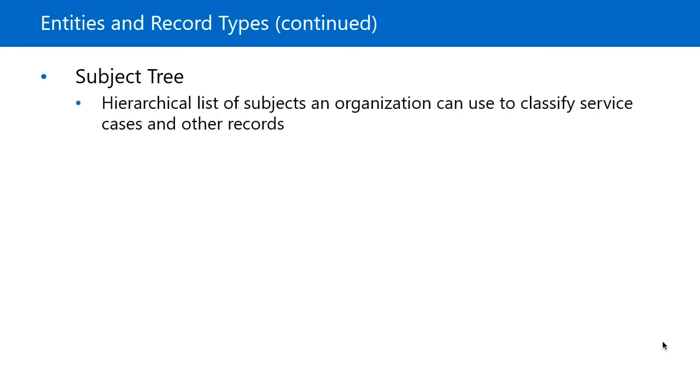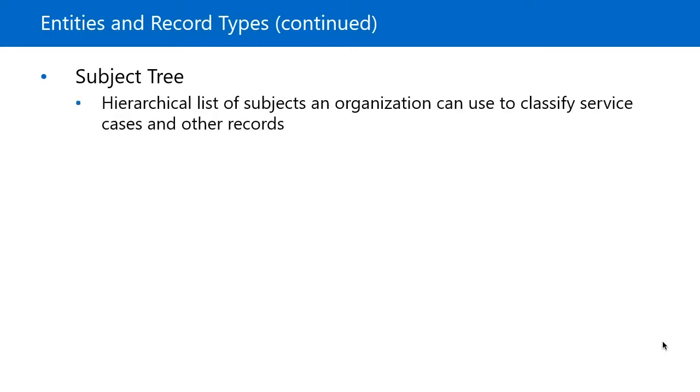The last of the entity and record types include subject tree. The subject tree is a hierarchical list of subjects an organization can use to classify service cases and other records in Microsoft Dynamics 365. The subject field is presented as a lookup field on the default case form and is often used to classify cases.